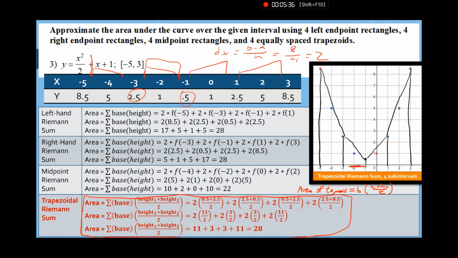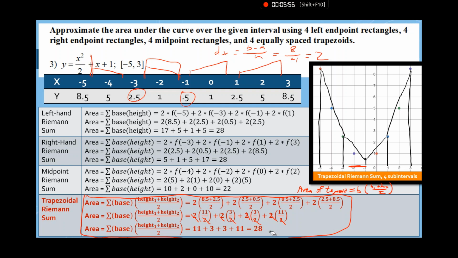So once I get these averages, that's 2 times 11 over 2, 2 times 3 over 2, 2 times 3 over 2, and 2 times 11 over 2. So all of these 2's will cancel. Leaves me with 11 by 2 plus 3 by 2, or 22 plus 6 is 28.